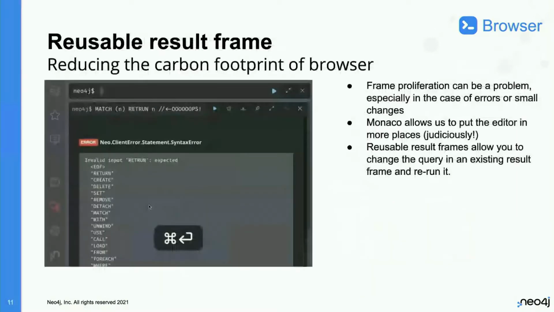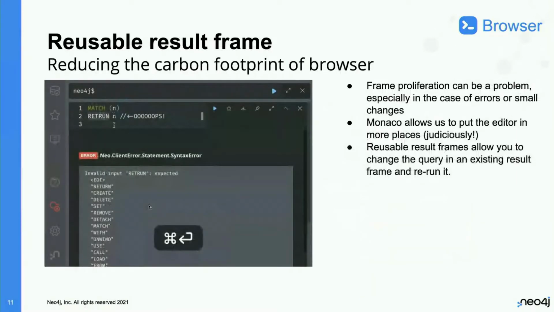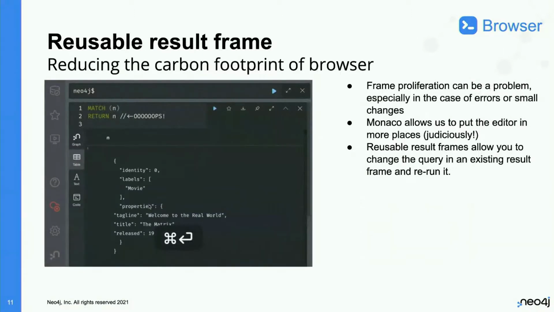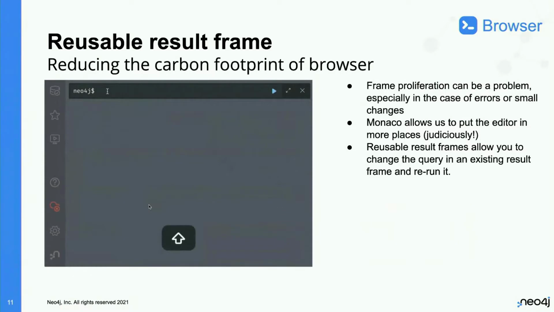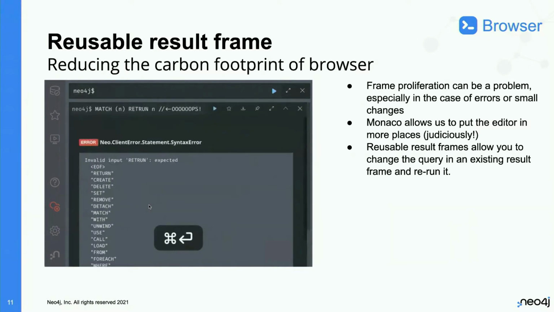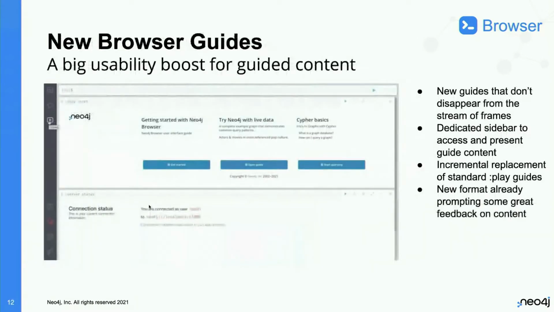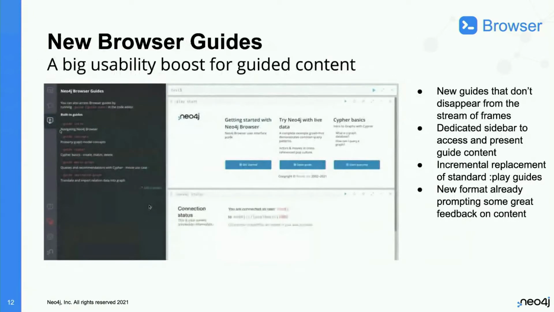We'll go through all the shortcuts and things, some of the shortcuts in the demo session. We've introduced a thing called a reusable frame, a long-requested feature that complements existing workflows. So you can go into an existing result frame that you've run, maybe fix a typo, or just iteratively refactor your query until you've got it doing exactly what you want, without having tons of result frames stream through.